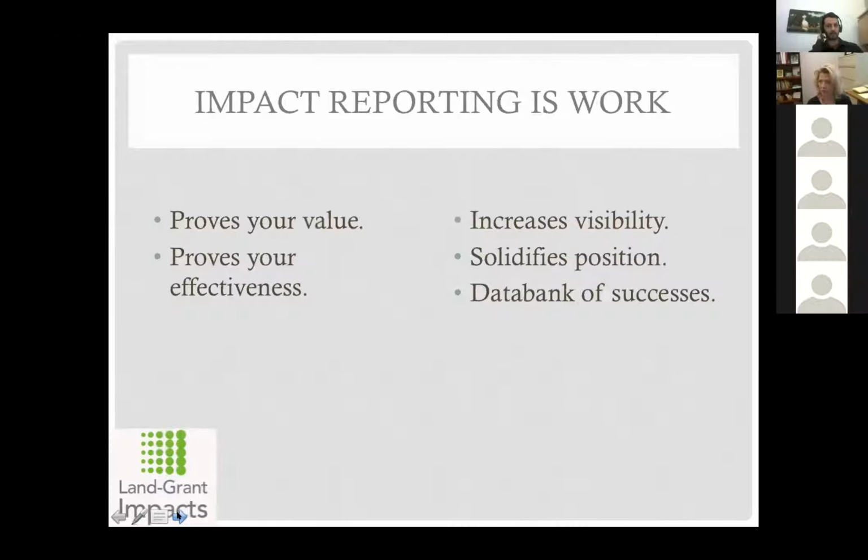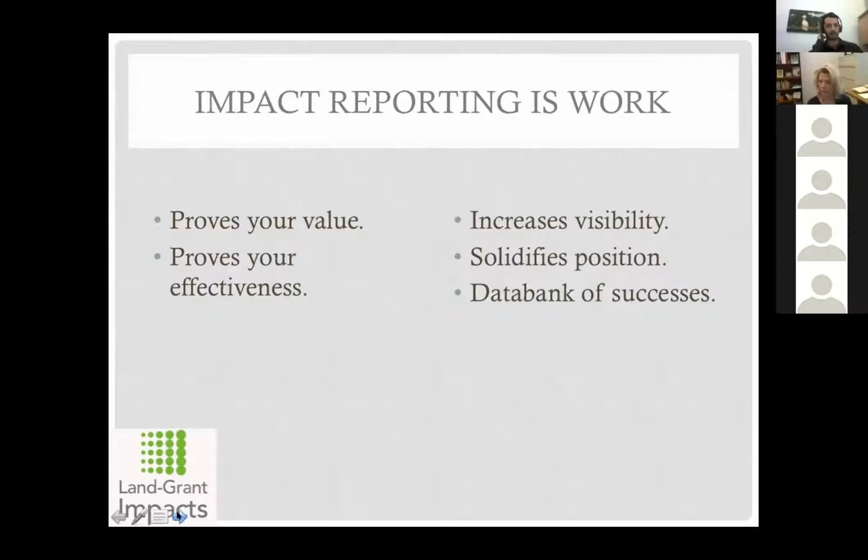So impact reporting is a lot of work, but it helps us prove our value. It helps prove our effectiveness at solving critical problems and addressing critical issues. It creates a lot of visibility for the work that we do. It's also a good way for us to be accountable to those people who provide us funding. It's a way for us to tell them, you gave us this funding and here's what we did to serve the people with that money.